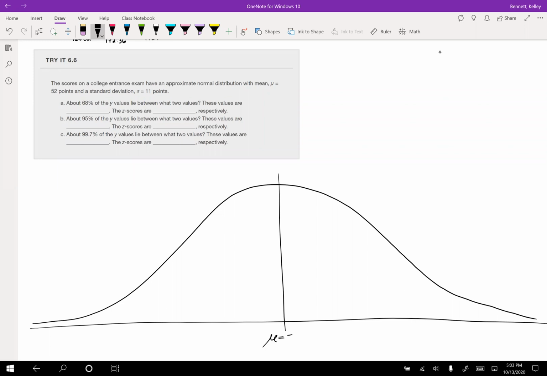So our mean was 52, and then we've got our standard deviation was 11. So that means if I want to make a hop to the right, I'm going to go up by 11. So 52 plus 11, that puts me at 63. If I want to go up another standard deviation, that's another step, that's 11. That's going to put me at 74. If I want to go up another standard deviation, I got to go up 11 again. That's going to put me at 85.